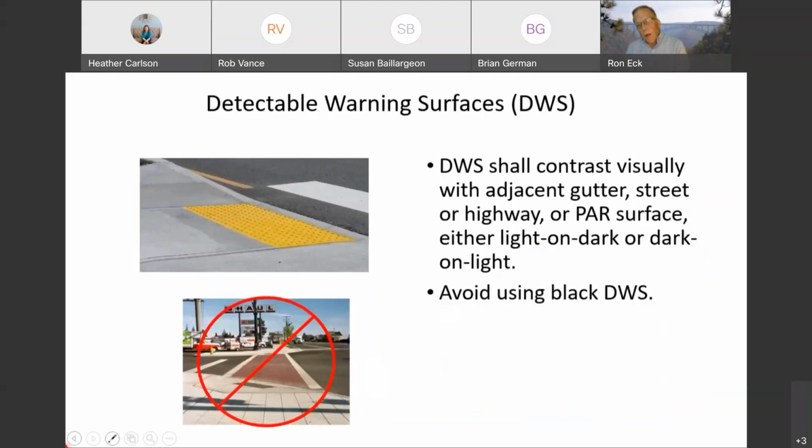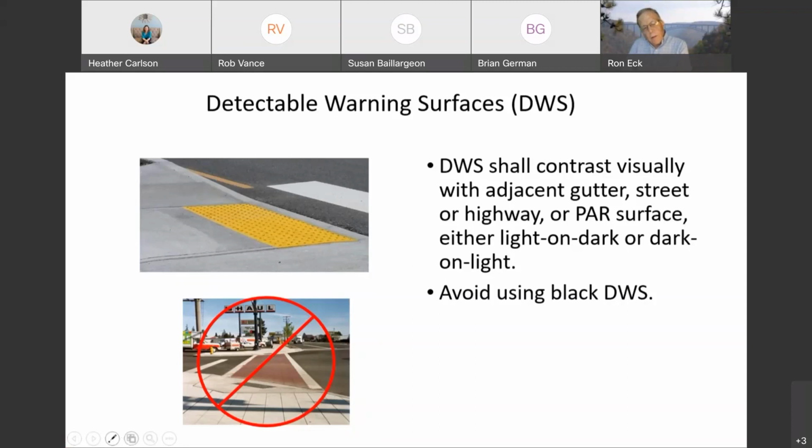Mentioned detectable warning surfaces. There is a requirement that they contrast visually with the street or sidewalk. That's so the low vision pedestrian can see them. Remember, they rely on color contrast. They can't see detail, but they can see color contrast. Something we've learned through experience is probably avoid using black detectable warning surfaces.